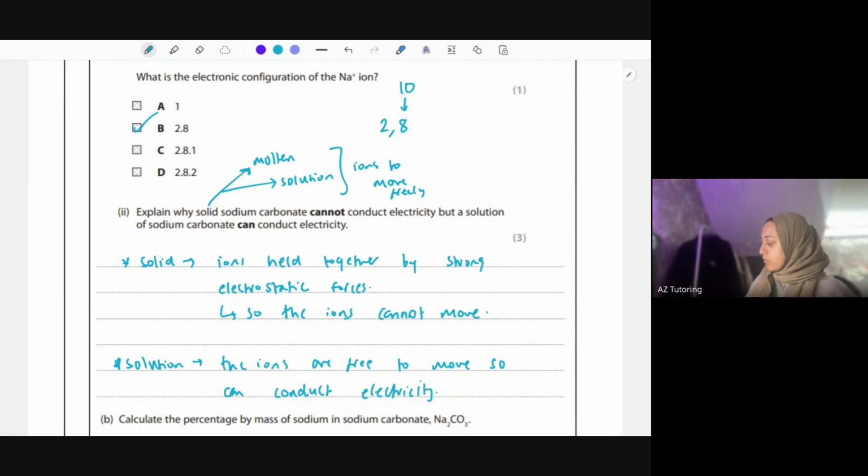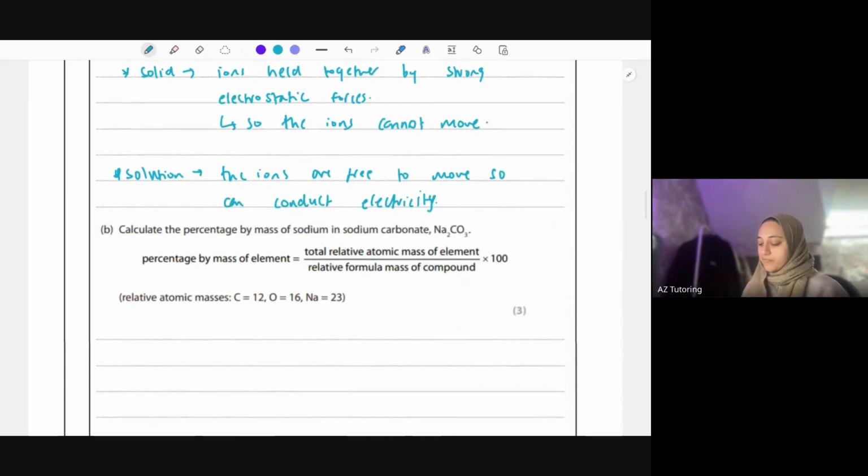In terms of molten as well, you might have to give a reason as well. Molten would be the exact same thing. So molten and in solution with an ionic compound. This is an ionic compound because you've got sodium carbonate. It's the same reason. So that's where your 3 marks comes from.